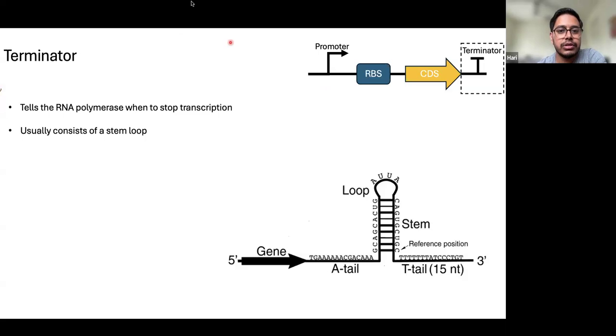Okay, I will repeat the question. If we have a stop codon in the CDS, then is it fine if we don't have the terminator? Because the ribosome will anyway stop making the protein once it reaches the stop codon.